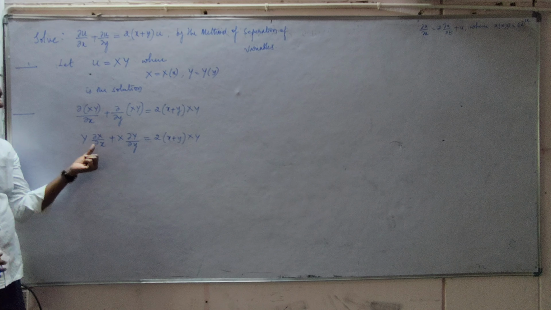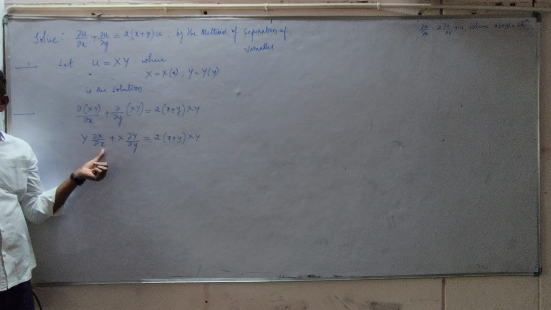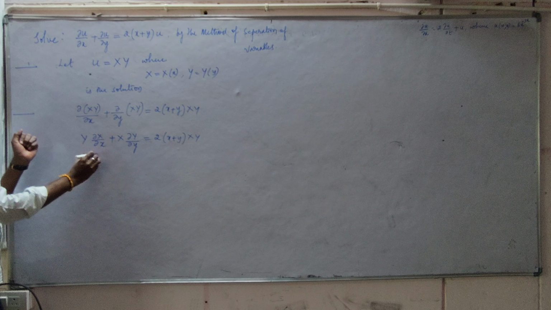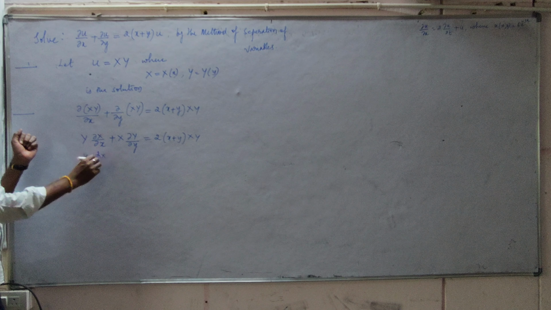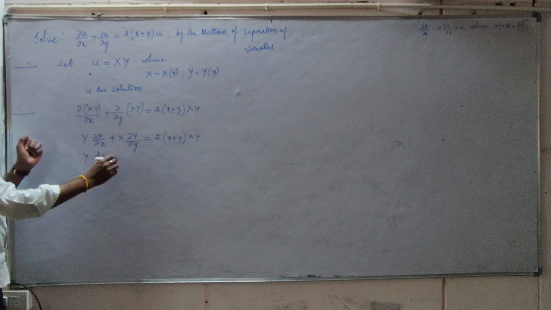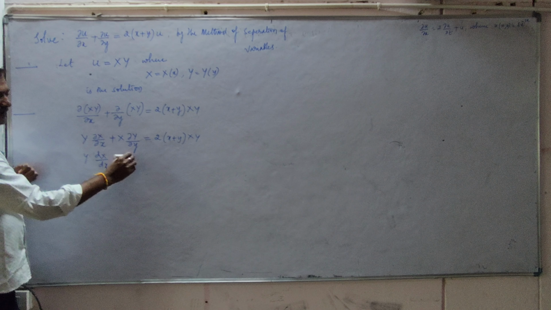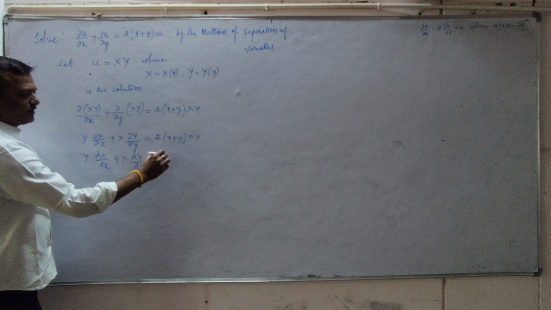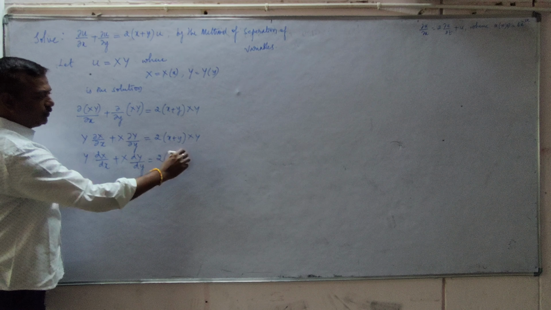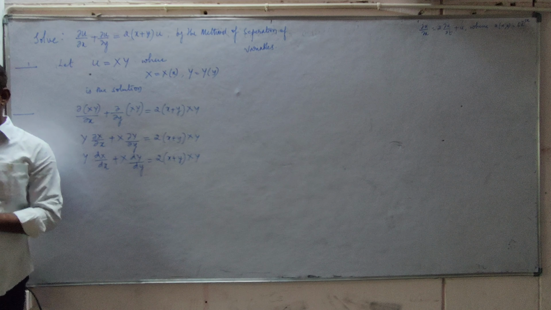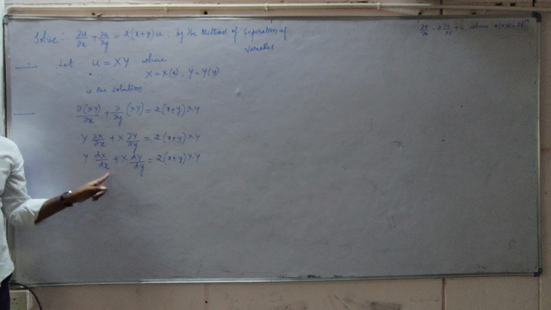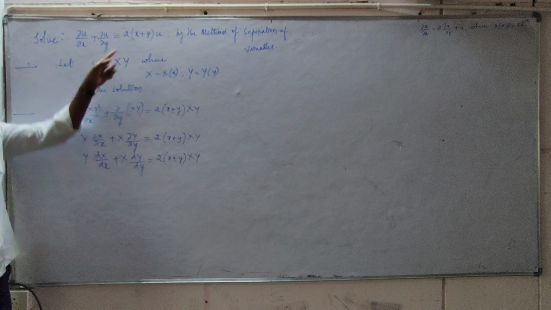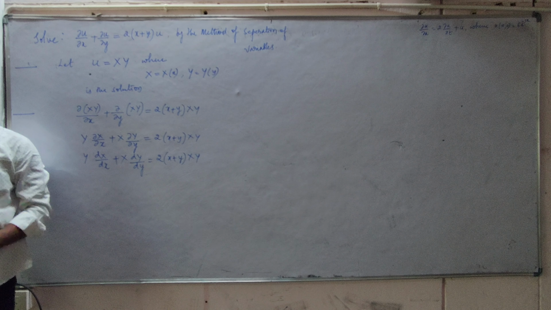And remember, whenever the derivative is with respect to one independent variable, it becomes ordinary. Capital Y into d capital X divided by d small x plus capital X into d capital Y divided by d small y is equal to 2 times x plus y into capital X into capital Y. This is the procedure by using the method of separation of variables, because dou capital X by dou x becomes an ordinary derivative.